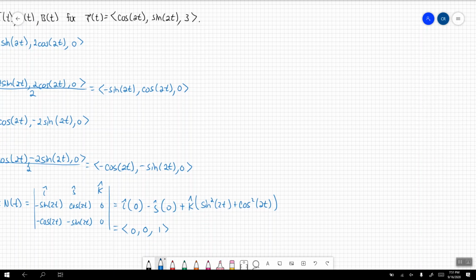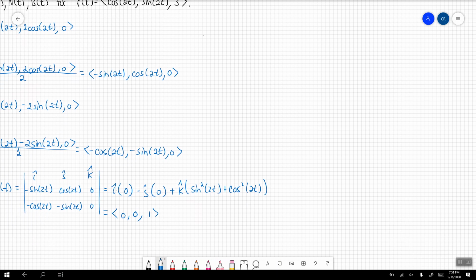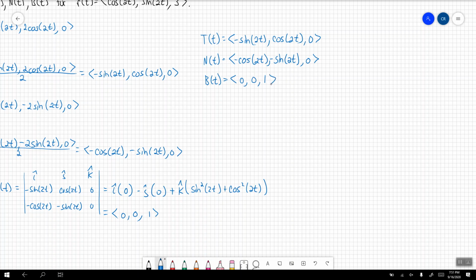Nice. So let's summarize all of this, that way we can make sure that we've analyzed everything that we needed to. Unit tangent, that was negative sine 2t, cosine 2t, and 0. Unit normal, this was negative cosine 2t, negative sine 2t, 0. And the binormal vector, this one was 0, 0, 1. And there we are. We have all the components for that TNB frame. And again, if we wanted to frame this out, then we would just find the osculating plane, the rectifying plane, and that normal plane that we were identifying, and therefore we'd be able to construct this TNB frame that we would be looking at for some object traveling on some curve.